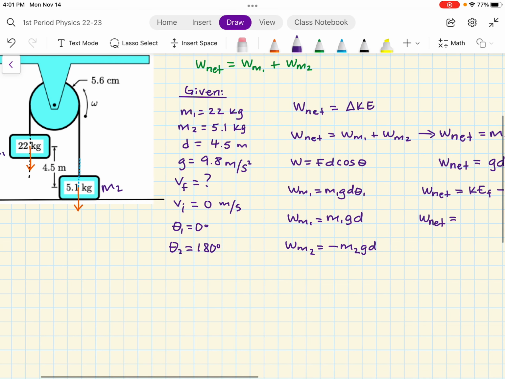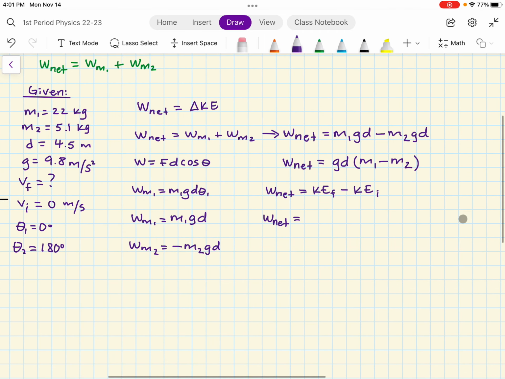two masses. So for kinetic energy final, we need to account for the kinetic energy final of mass 1 and mass 2. Same thing for initial kinetic energy, which is to say 1/2 m1 v final squared plus 1/2 m2 v final squared. I should have used parentheses. So actually let me add parentheses.